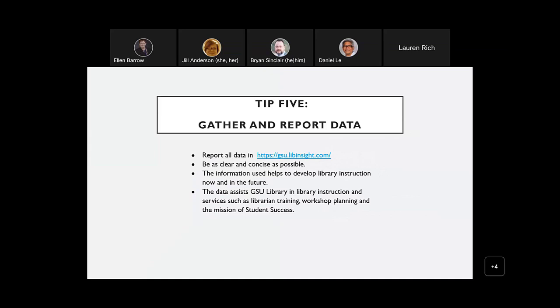Tip number 5, and this is really important, is make sure that you gather and report all your data for your classes. Make sure you're putting it all in LibInsight. Be as clear and concise as possible. The information used in LibInsights helps us to develop library instruction now and in the future. The data assists GSU Library in library instruction services such as librarian training, workshop planning, and the mission of student success.